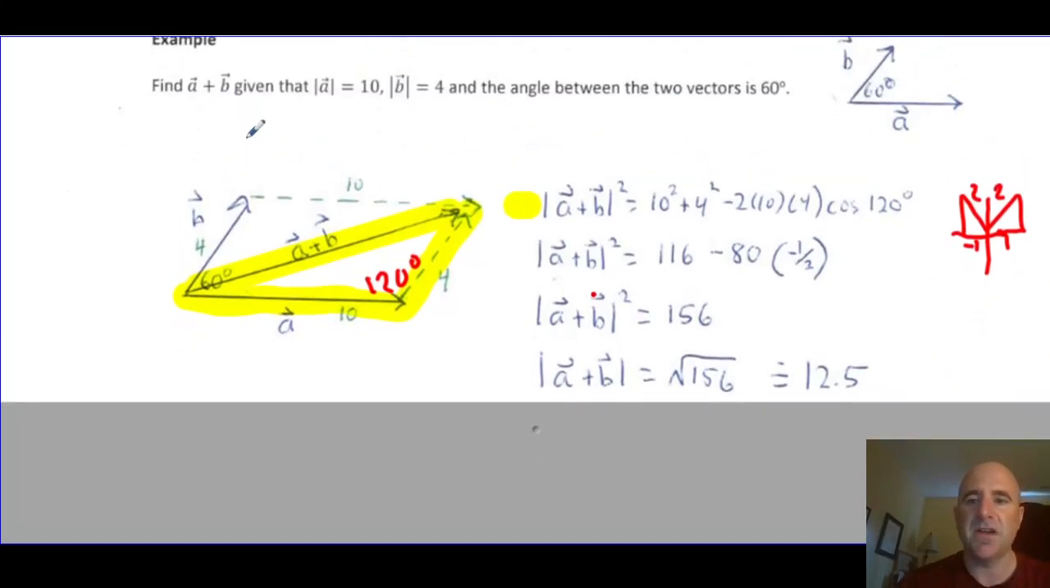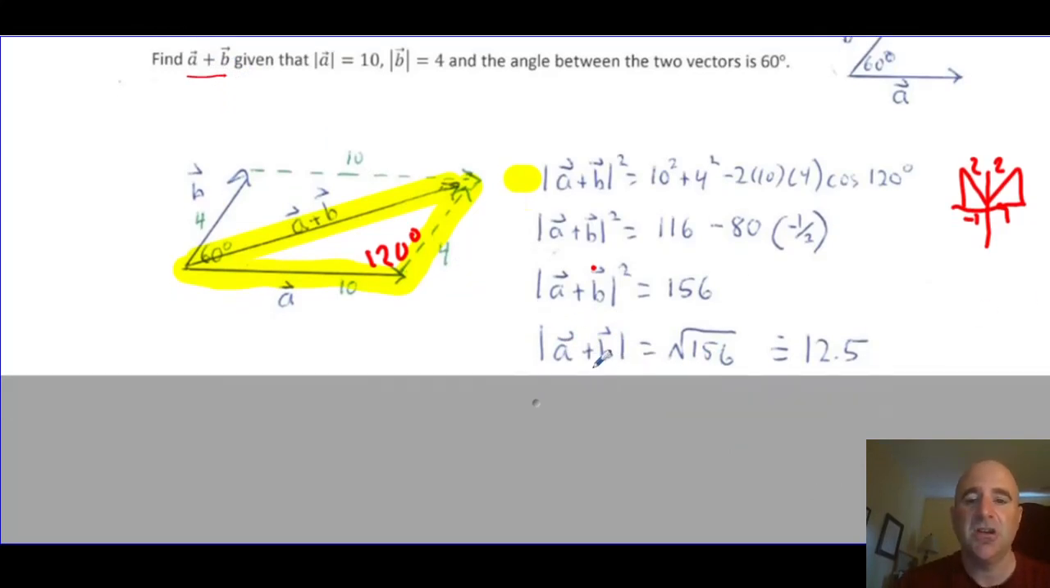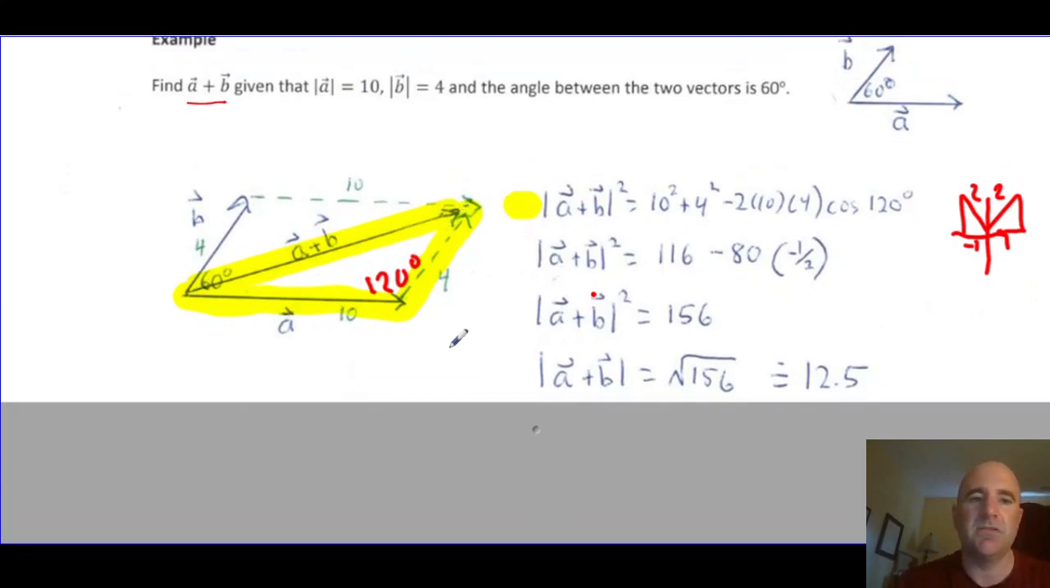So the goal was to find this vector a plus b, and what we found so far is its magnitude. But technically, it's a vector, so it has both magnitude and direction. So we need to know the direction of a plus b. The only thing we're given is the angle between vectors a and b. There's no other reference. So to find the angle of a plus b, we're just going to find the angle that a plus b makes with one of the other two vectors.